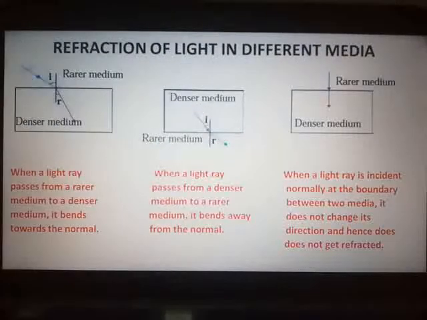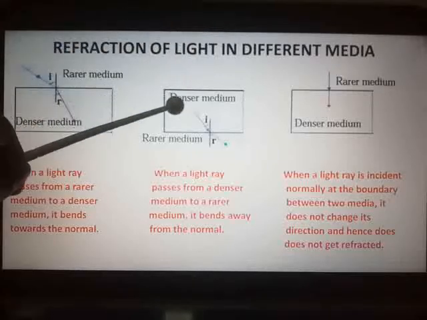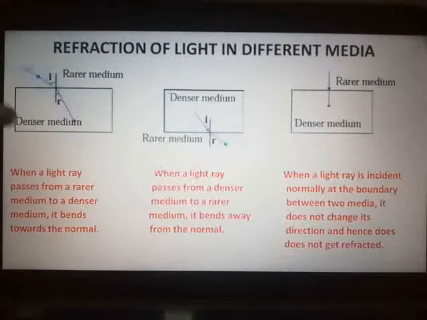I have told you that these three diagrams about the slabs will be kept ahead of you and you will be told to identify the behavior of a ray of light when it moves from a rarer to a denser medium or when it moves from a denser to a rarer medium. So you should know its behavior. What happens when a ray of light travels from a rarer to a denser medium? Now here you can see from air to glass. This is a glass slab. So when a ray of light passes from a rarer to a denser medium, it bends towards the normal.